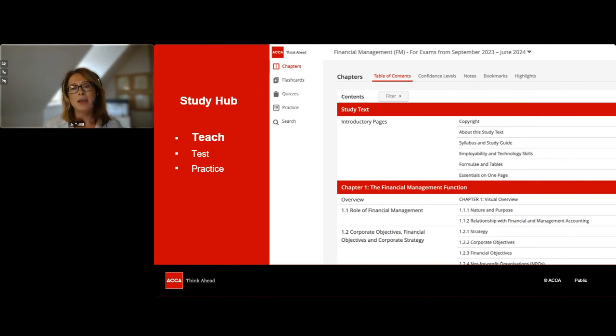So the teach area is basically a textbook with examples and activities to do. And it goes through the whole syllabus from start to finish, teaching you it online, but also testing you by looking at some examples and getting you to complete them.